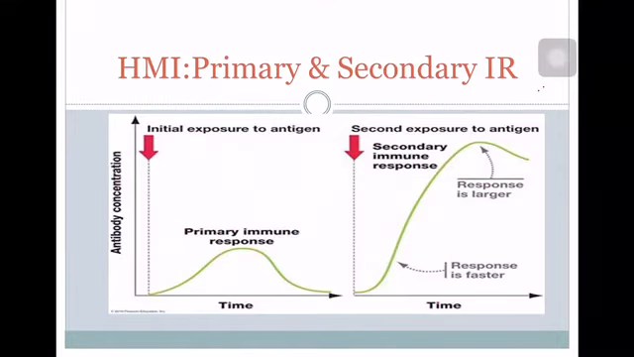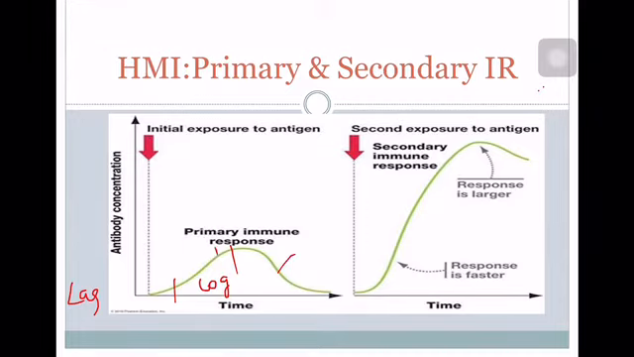The antibody production follows phases. Those phases are the lag phase, the log phase, the steady phase, and the decline phase. The antibody production follows different phases.